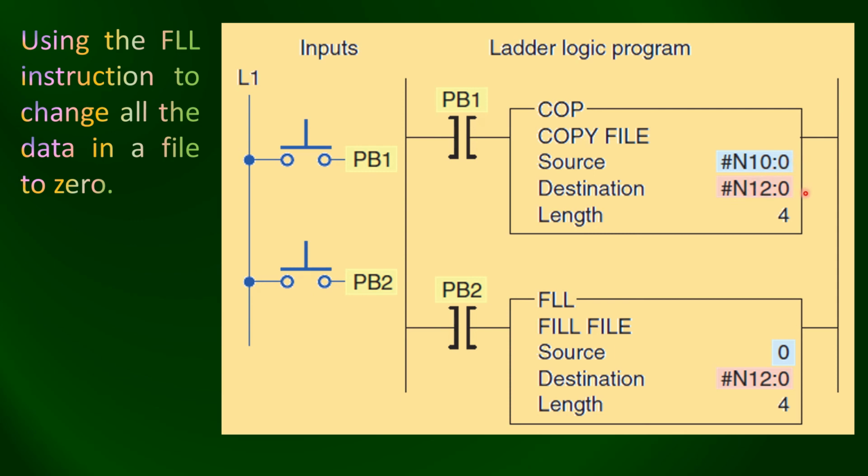transferred to N12, and in PB2, if we want to clear the data in N12:0, it is very easy. We put in one register just 0, and then with one instruction we can move the 0 to the whole file at the destination. So this instruction is very fast and quick for removing the data from a file. Of course, we can use it for a single register. If I write 1 instead of 4 over here, it will clear the data only from one register. And if I write 8 over here, the data will be removed from 8 registers. So this way we can easily clear or delete the data from a file.